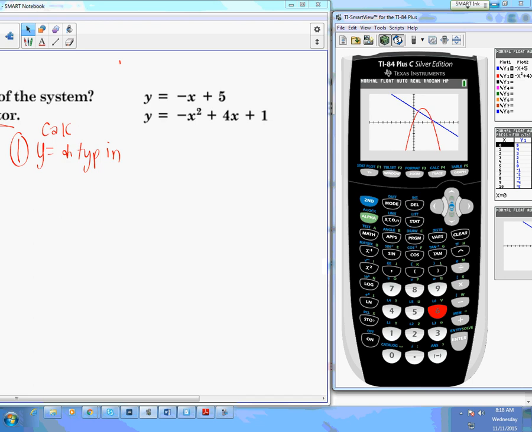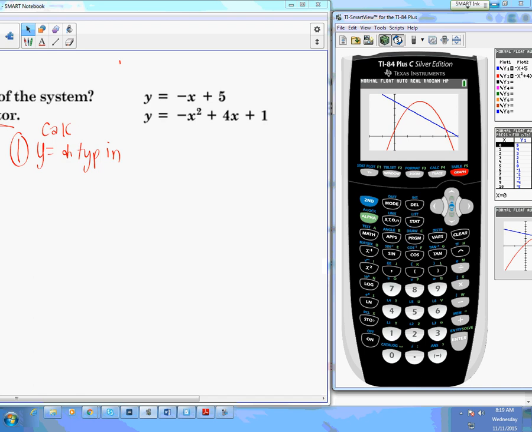Okay, now how many solutions are there? 2. Because they cross twice, right? They intersect twice. So I'm actually going to change the window a little bit so you guys can see it closer. See if that makes us any closer, we can still see all of it. Okay, great, perfect. That's what you guys see closer.